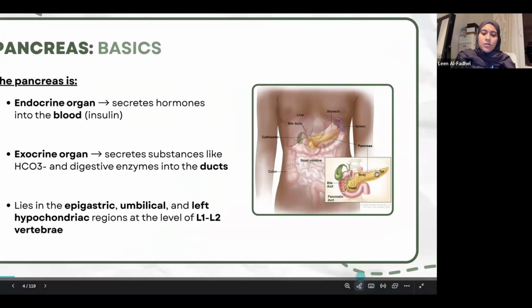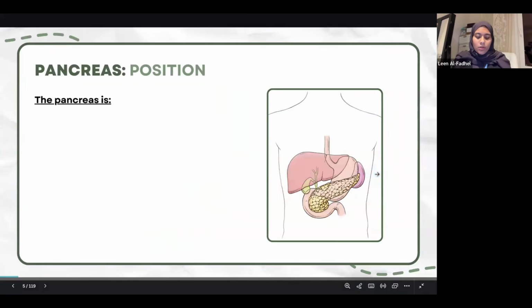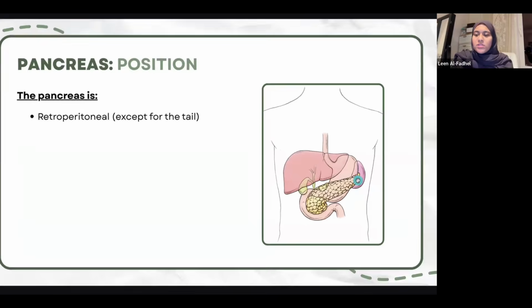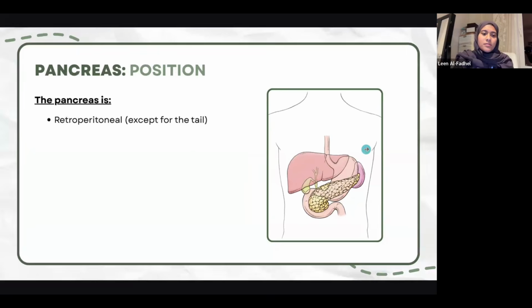All right. Let's go next. Now that we know a bit about the pancreas, let's see where it's actually situated. The pancreas is retroperitoneal. That means that it is behind the peritoneum. It's not covered by the peritoneum, except for the tail. And we'll see why in upcoming slides.